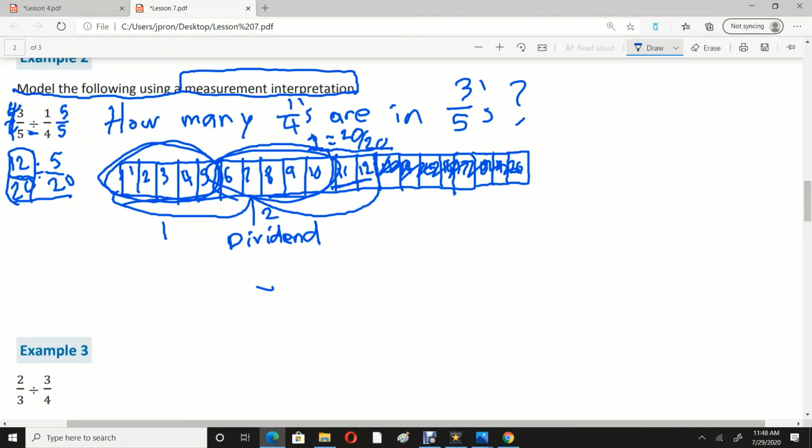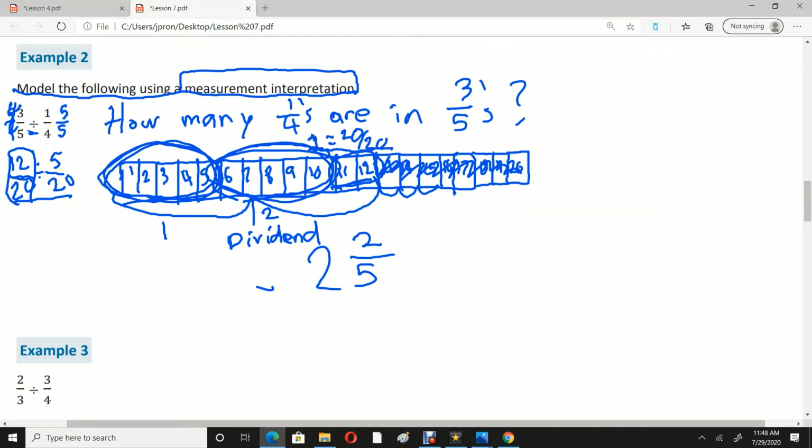So you can see we have 2 whole groups of 5/20, and 2 of the 5 we would need to make another whole 5/20. So our answer here is 2 2/5, or if we made this into an improper fraction, this would be 12/5.